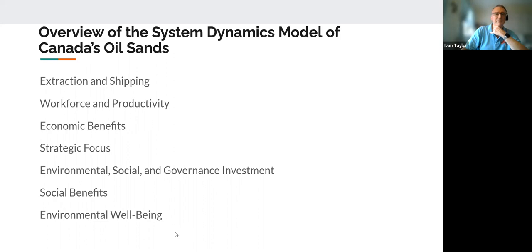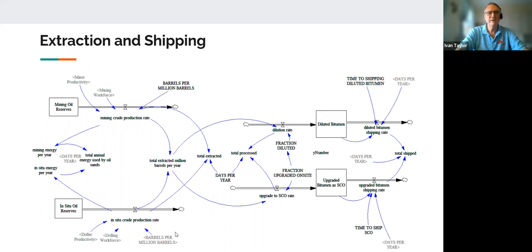So the model, as I said, starts off with a pretty detailed model of extraction of oil and shipping, and diluting and upgrading the oil for shipping. This shows the extraction on the left hand side, and the shipping, the dilution, the upgrading, and the shipping. We decided not to model the more downstream issues of refineries. We wanted to focus basically on the oil sands itself.